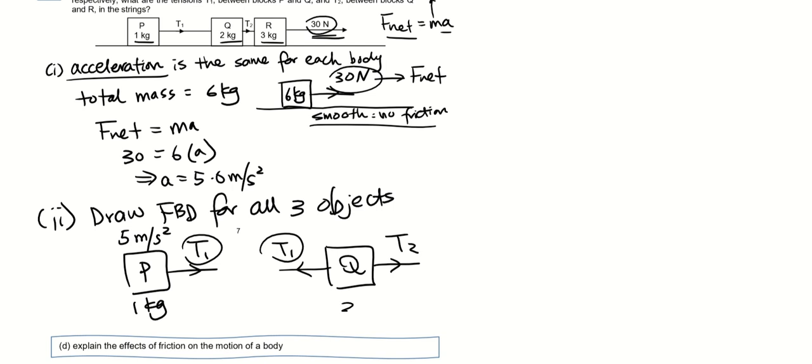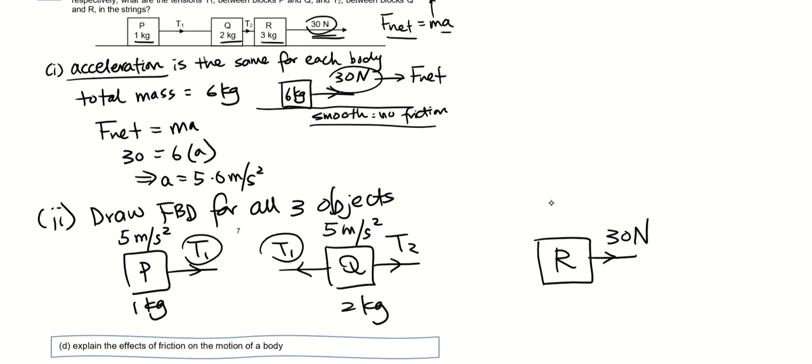So the mass of Q is 2 kg, and Q is also moving with an acceleration of 5 meters per second square. Now we go to the last one, which is R. It is being pulled by 30 newtons directly, but there is also a pulling force of T2 on R. This is due to Q pulling on R. And R is moving with an acceleration of 5 meters per second square, and it is 3 kg. So this is the free body diagram for all the three objects.